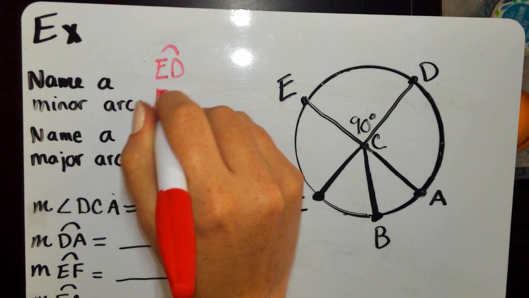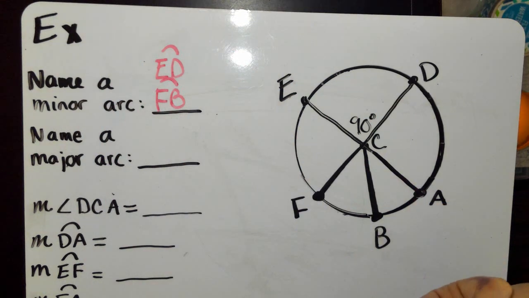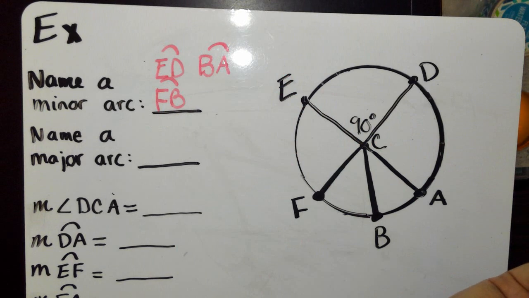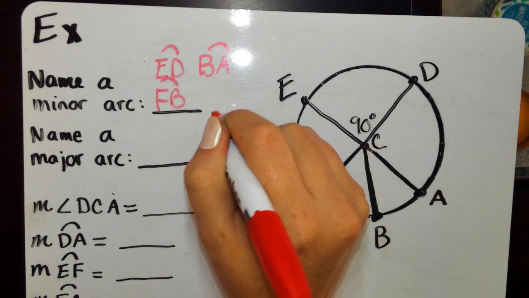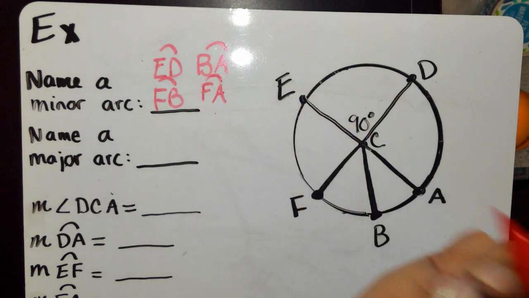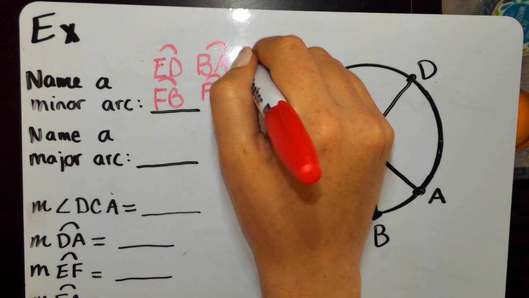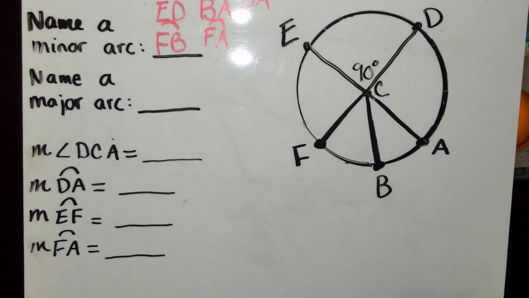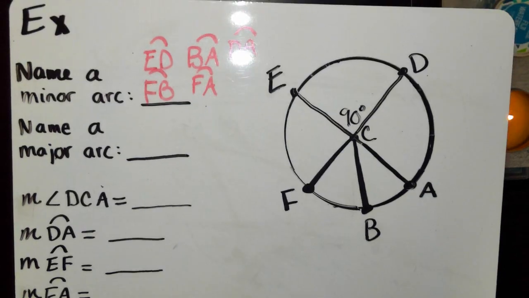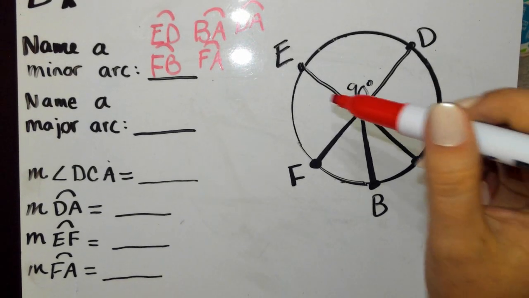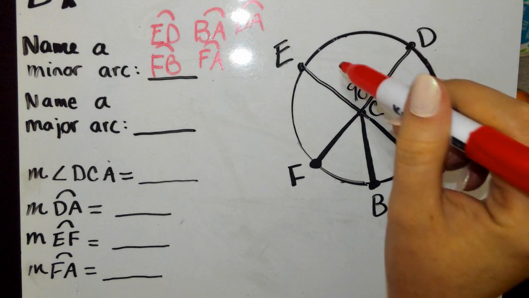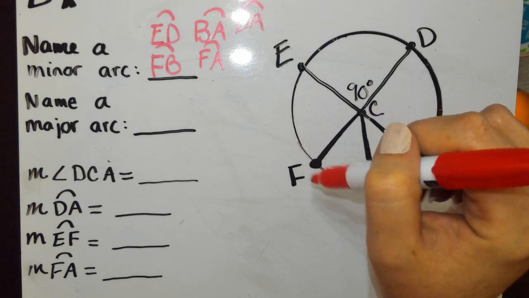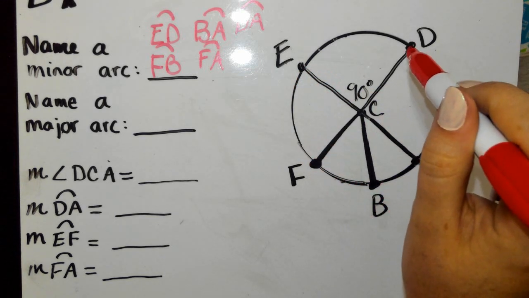We could say FB, that's a minor arc. BA, we could say FA, DA. I can go on, there's more, but you get the gist of it. Now a major arc. Here's the difference. If I want to talk about a major arc, I could also say ED is a major arc if I was talking about going from E all the way around to D.